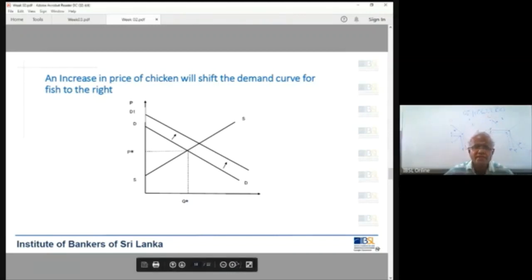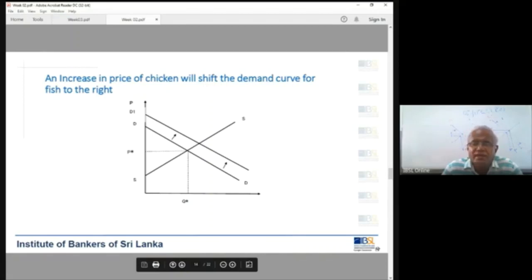Right, now we have come to this slide again. An increase in the price of chicken will shift the demand curve for fish to the right. We drew the diagram. We discussed another example: the decrease in consumers' taste for fish.